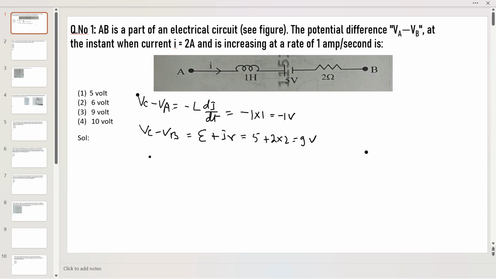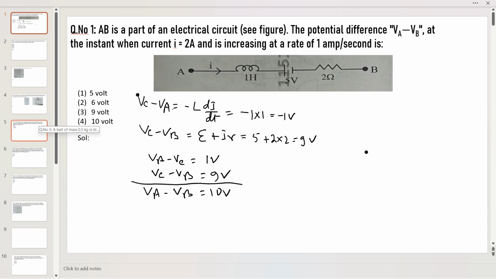Now here you see that VA minus VC will be equal to 1 volt, and VC minus VB comes out to be 9 volt. So you will get the total voltage difference VA minus VB equal to 10 volt. So this is your answer.